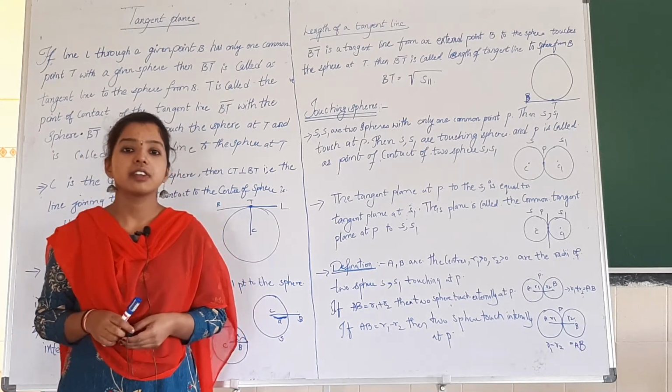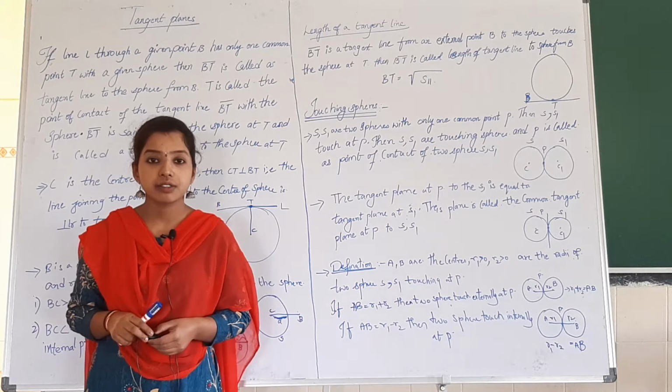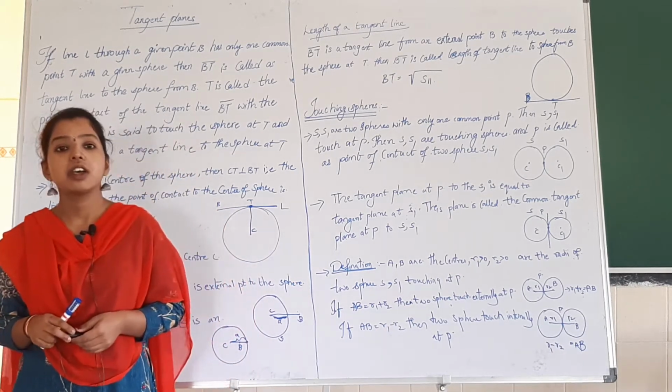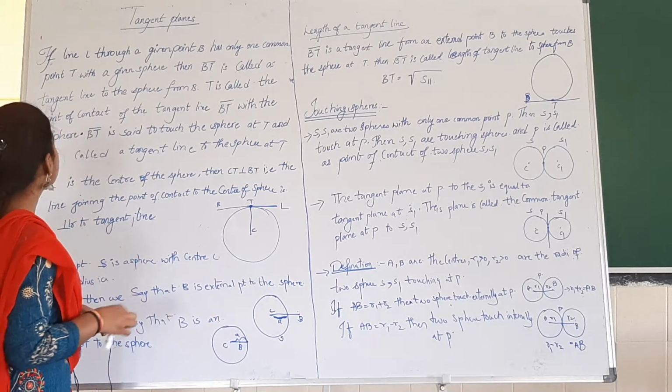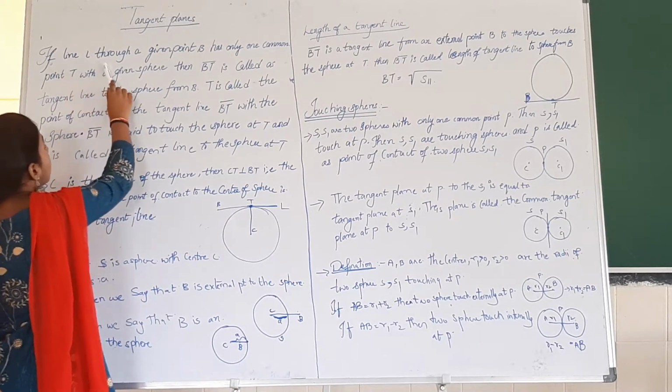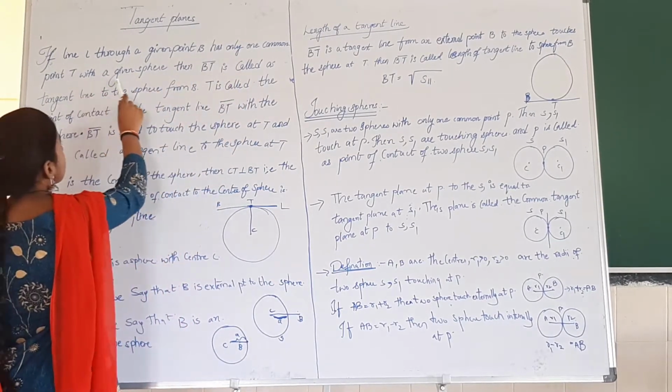Last class we discussed the intersection of a plane with the sphere. Now in this class we will discuss the tangent plane. So what is a tangent plane? From the definition, if a line L through a point B has only one common point T with a given sphere.